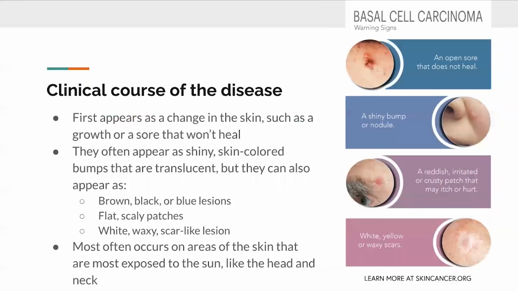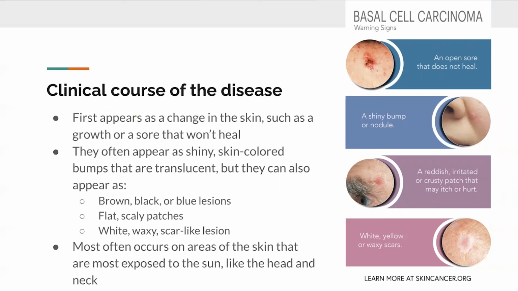subtypes. So the clinical course of the disease, it first appears as a change in the skin, such as a growth or sore that won't heal, and they often appear as shiny skin-colored bumps that are translucent, but they can also look like brown, black, or blue lesions, flat or scaly patches, and white, waxy scar-like lesions. And these can have a raised translucent border, or they can grow quite large, or they can have a clearly defined border. And these most often occur on areas of the skin that are most exposed to the sun, like the head and the neck.